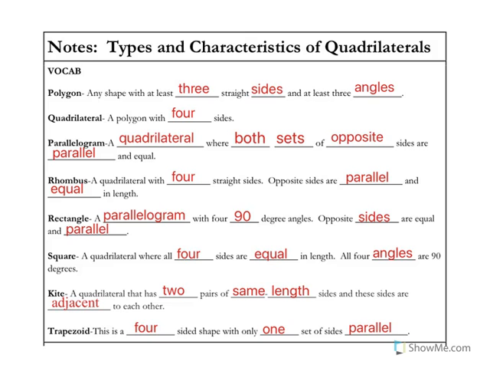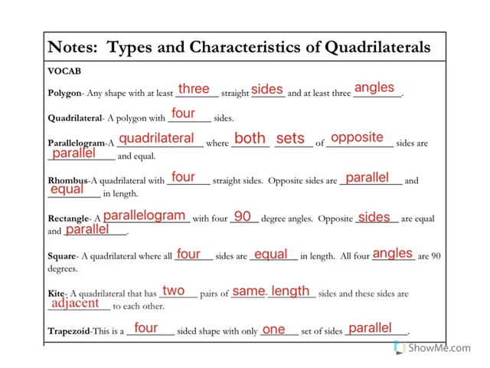A polygon is any shape with at least 3 straight sides and at least 3 angles. All of these are polygons, but we're getting a little bit more specific. We are talking about quadrilaterals. A polygon with 4 sides is a quadrilateral. If a polygon has 3 sides, it's going to be a triangle. We're not working with triangles now. We did that before. Now we're going on to quadrilaterals.